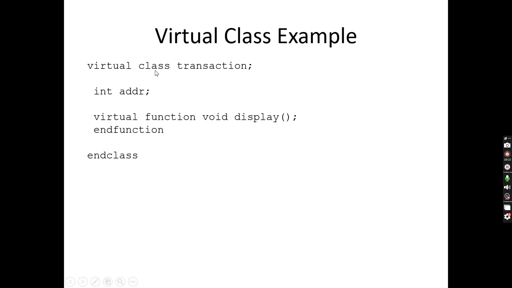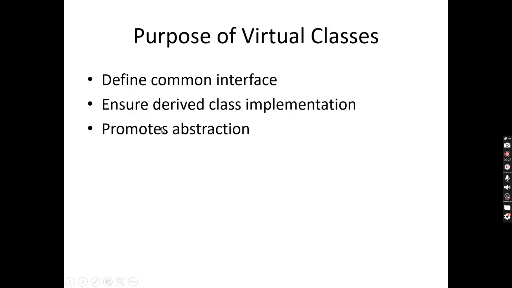In a virtual class we can use virtual functions, and sometimes we use pure virtual functions also. The purpose of virtual classes is to define a common interface, so that the common class can be used by every extended class. From that, many extended classes can be derived and we can add our own functionalities. That part is fixed, while the extended class is our own, where we implement our own logic. It ensures derived class implementation and promotes abstraction.